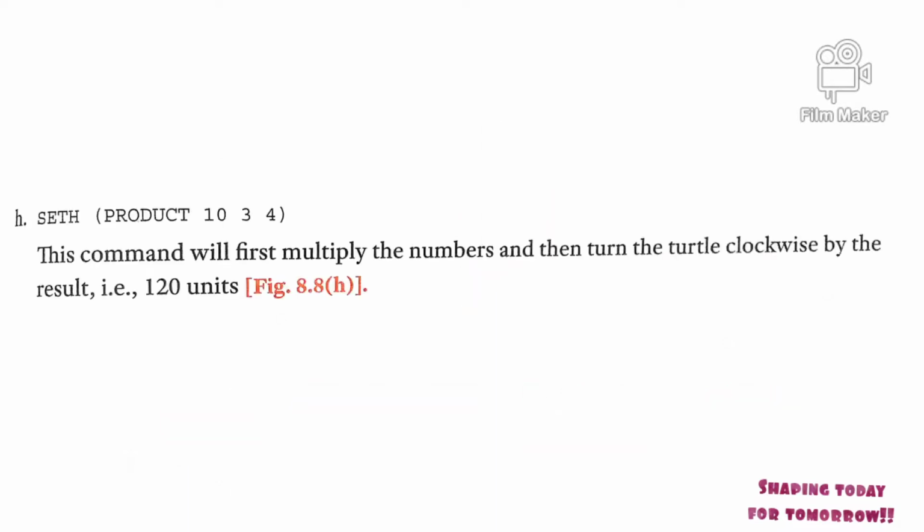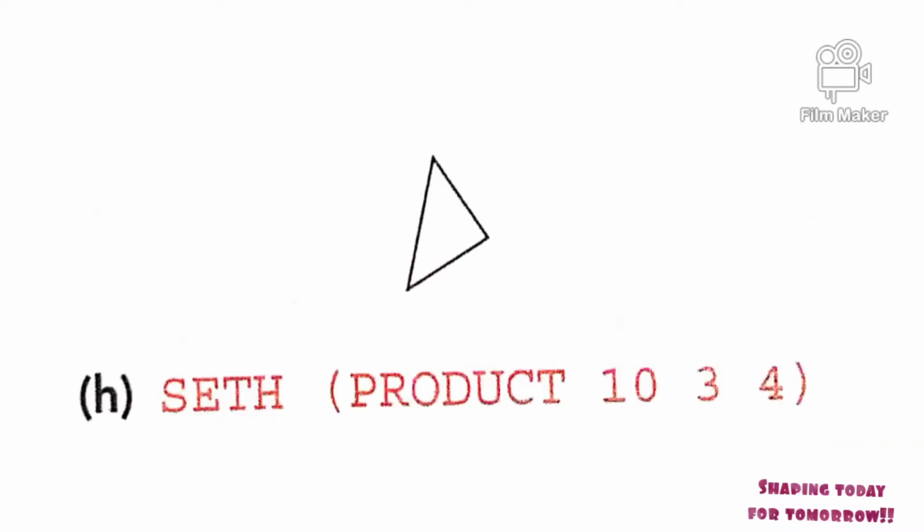Now point H, SETH, that is again used for clockwise, okay. Now product 10, 3 and 4. This command will first multiply the numbers and then turn the total clockwise by the result, that is 120 units. See figure 8.8H for this. So students, as you can see in figure H, there is a product of 10, 3 and 4. So first of all there is a multiplication of 10 and 3, so we will get the result, that is 30. After this we will multiply this 30 with 4, okay, so we will get the result, that is 120 units. So the total will move clockwise 120 units, okay.